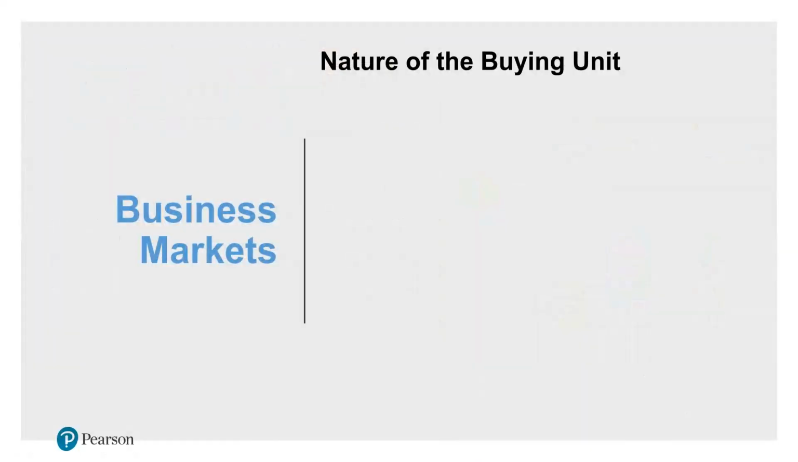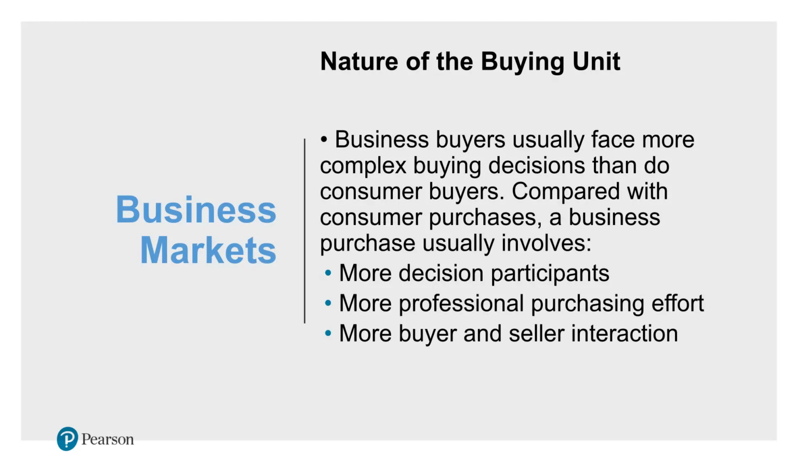So, let's take a look at the nature of a buying unit. Patty's company, just like any other business, whether it's large or small, is usually more complex in the way that they purchase. They also have a lot more decision makers, especially in a corporate environment. It's a more professional purchasing effort, and there's a lot more seller and buyer interaction. So the people that end up weaving or distributing or creating these shirts are going to have a lot more interaction with Patty on a day-to-day basis than you would with one consumer that comes into a store and buys from you one time. So the relationships are a lot deeper.